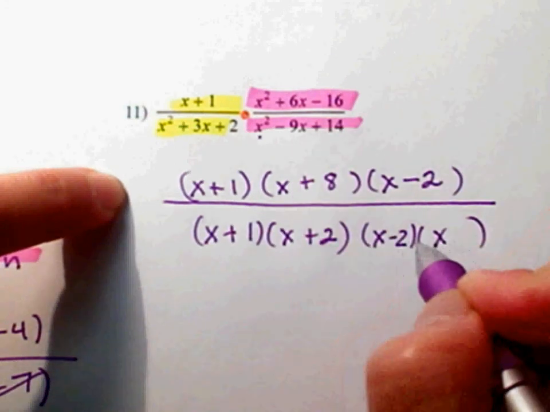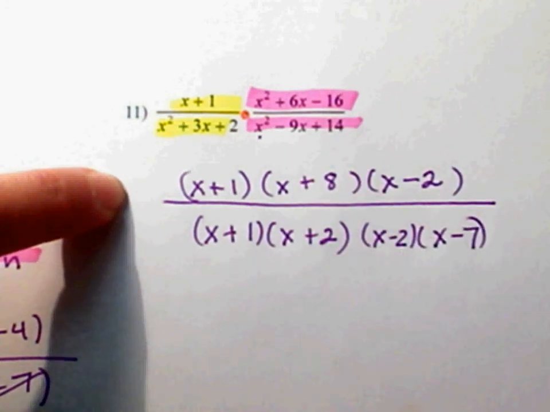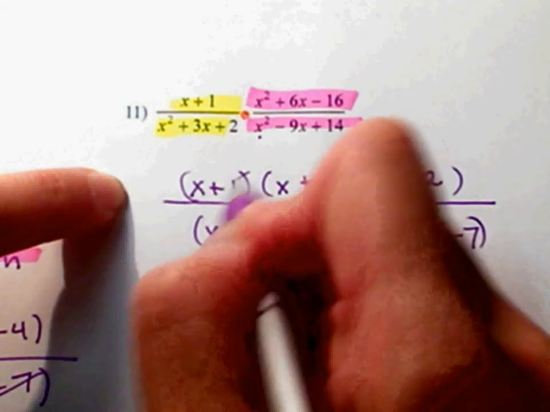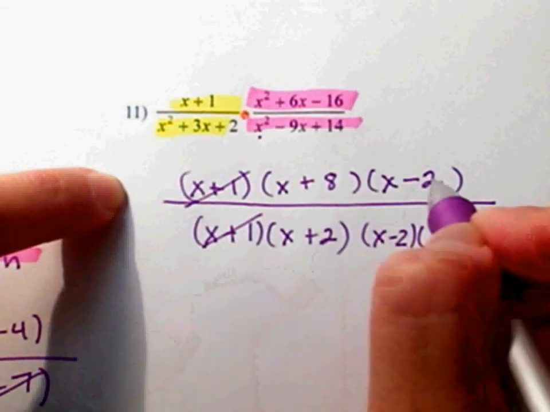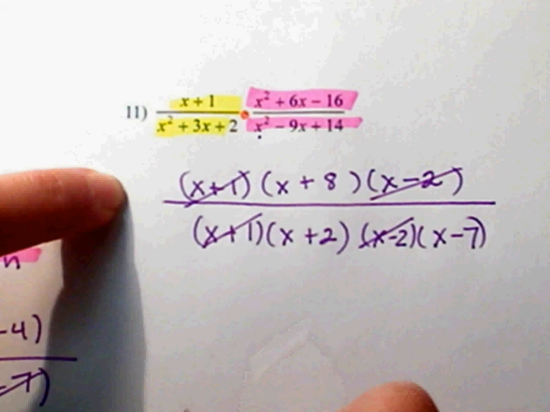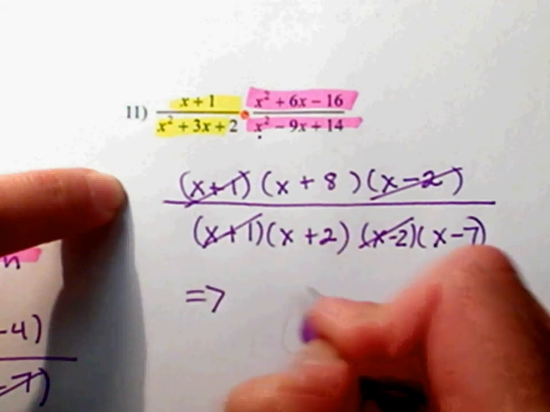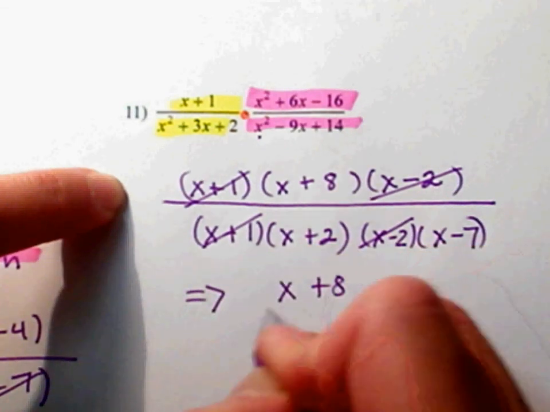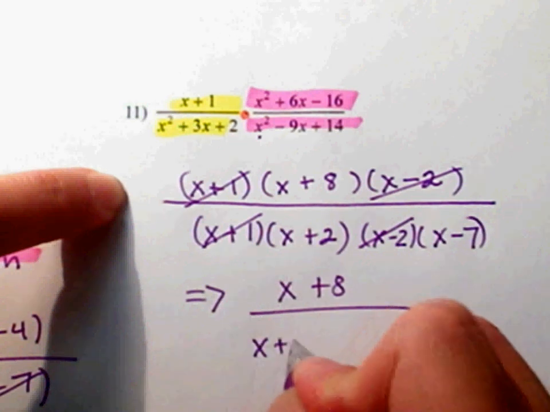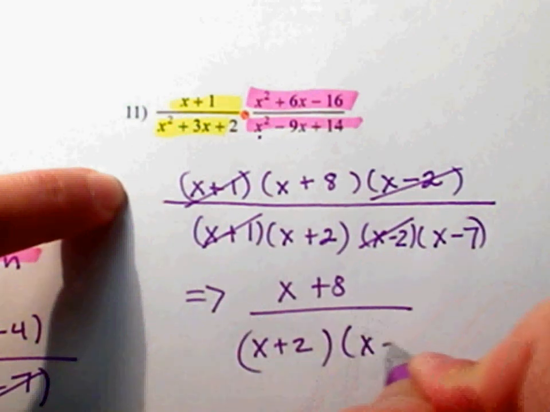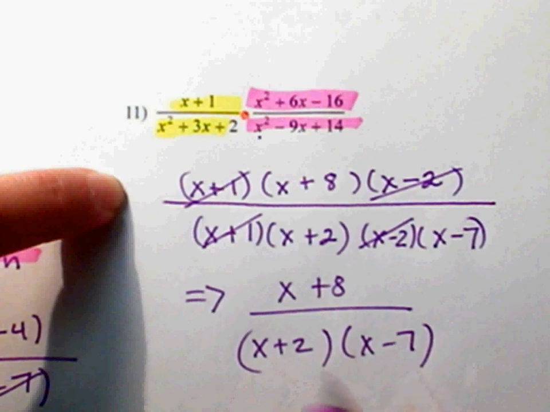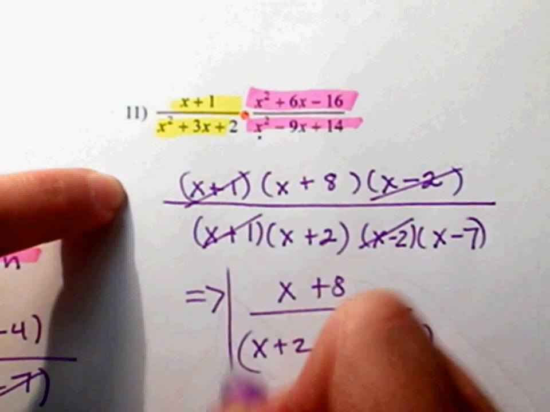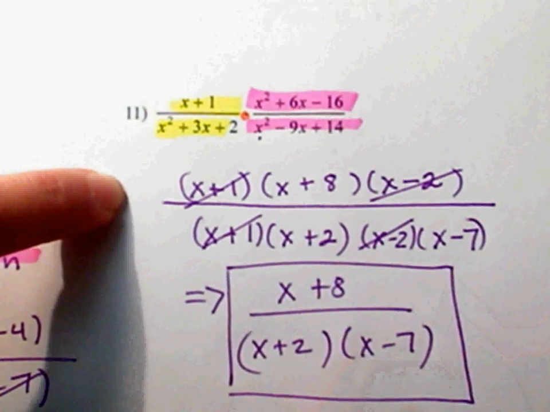Anything that cancels? Those guys cancel. These 2 cancel, and that's it. So your final solution is x plus 8 over x plus 2 times x minus 7. You can distribute this out if you want to, multiply it out, but I'm going to leave it just like that. And I'm going to stop right there and start number 12 on the next video.